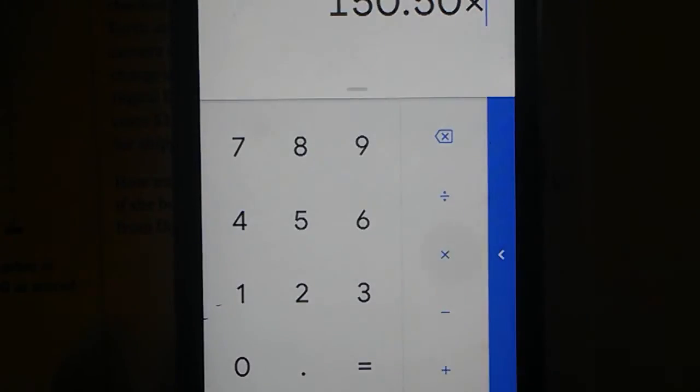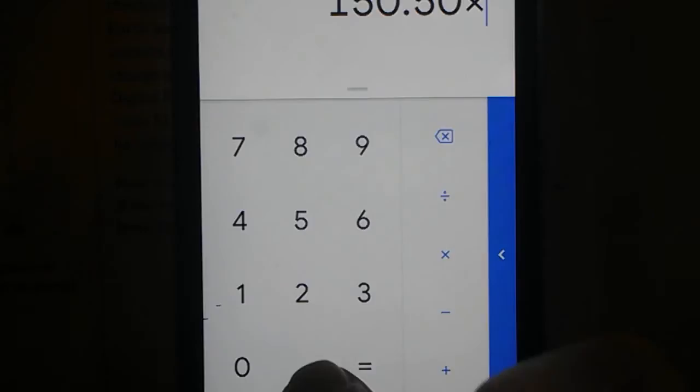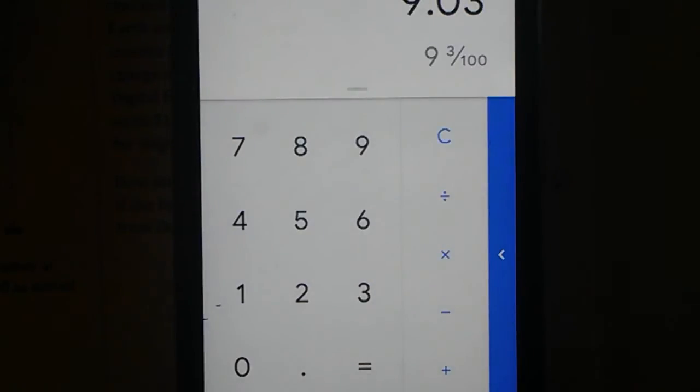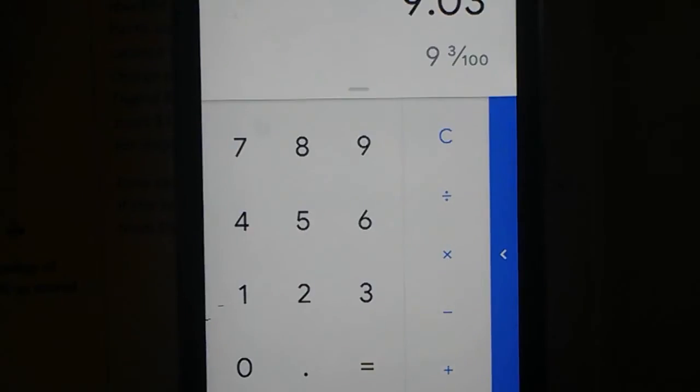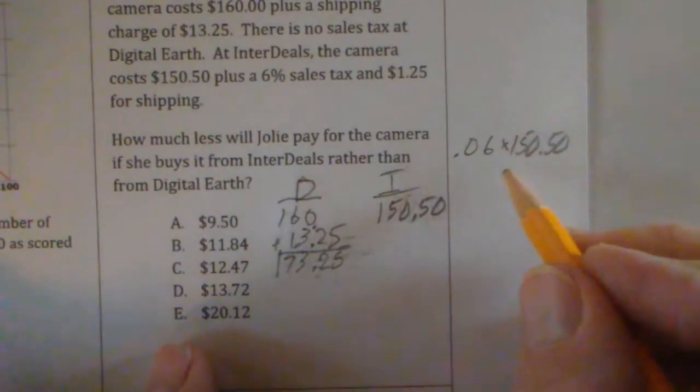150.50 times what? 0.06. Don't forget your decimal point. Equals $9 and what's that? 3 cents. $9.03. That's $9.03.